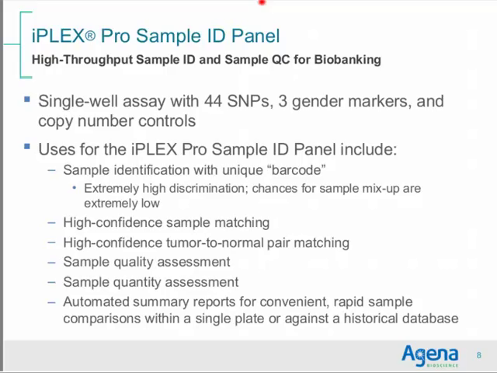So the combination of 44 SNPs and 3 gender markers, the 44 SNPs selected are a high minor allele frequency across all populations. 44 SNPs and 3 gender markers give us the power of discrimination of 10 to the minus 18. So again, an extremely high power of discrimination. And seeing there are only just over 10 to the 9 people on the Earth, 10 to the 18 certainly gives us sufficient power to identify individuals. So we get this high confidence sample matching.